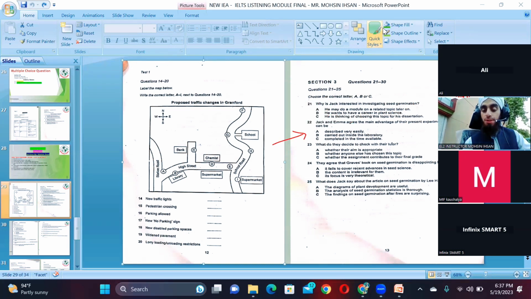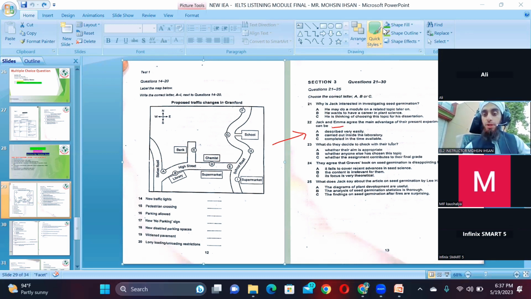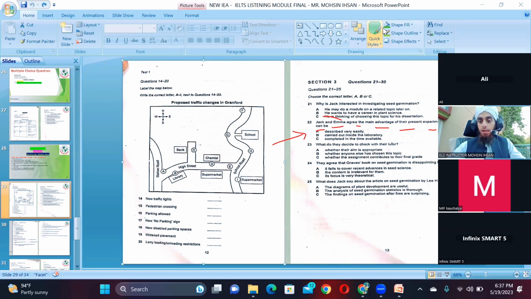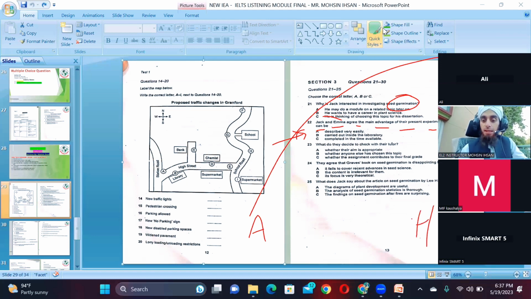Yes, number 22 MCQ is saying to you, Jake and Emma, these are 2 students, agree the main advantage of their present experiment is that it can be. Now, this is an MCQ in front of you, and let's suppose Jake is Ali, and Emma is, let's suppose Aisha, and they are doing some observation on this seed germination, right? Now, let me mention Jake by A, by Ali, and this Aisha not by A, rather by H, right? A is saying, listen and choose the correct option.